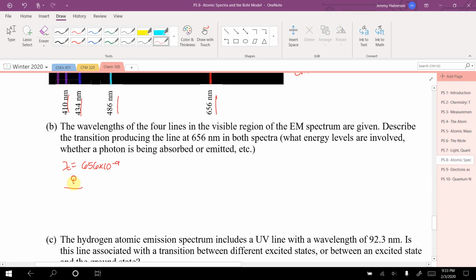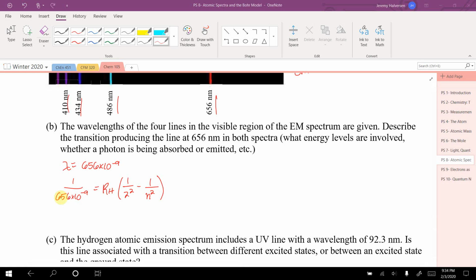So I'm going to say 1 over my wavelength equals RH times 1 over 2 squared minus 1 over something. In this case, I had to make sure that my signs actually are correct. Yeah, this will work. 1 over n squared. So I'm going to see if I can get a nice clean number for n here. And if I get a nice clean number, then I know it was falling from that to 2. So 1 over 656 times 10 to the negative 9. I'm going to divide RH to the other side.